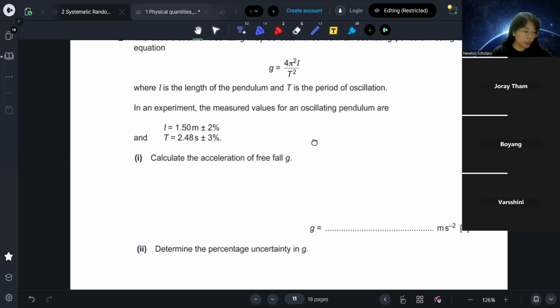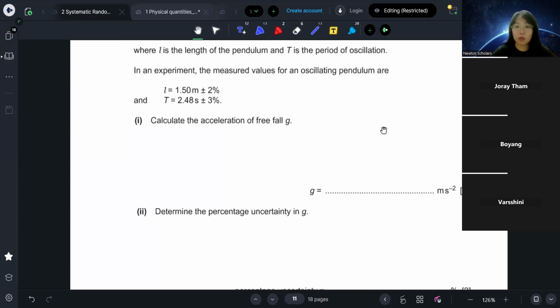Calculate the percentage uncertainty. Okay, here they already give you the percent. So you no need to count the fraction. You just add it up. Just now we used fractions, add it up, then times 100%. Now no need, they give you the percentage already. So how should we do for the percentage uncertainty in G? So here, 4 we ignore, pi square we ignore. So we use the percentage of L plus the percentage of T square.